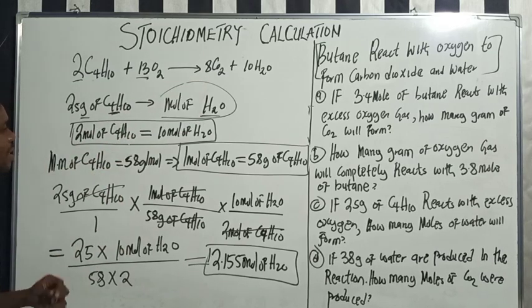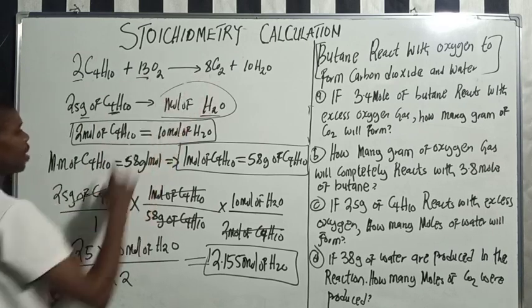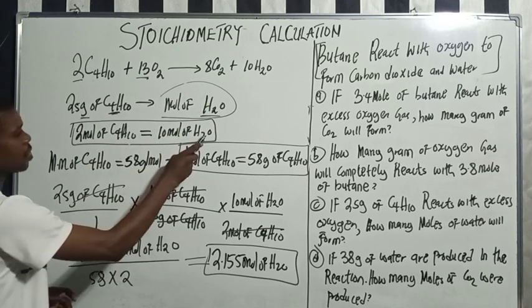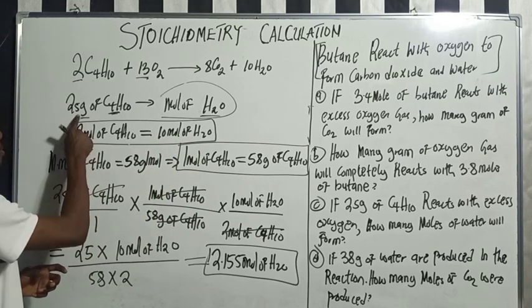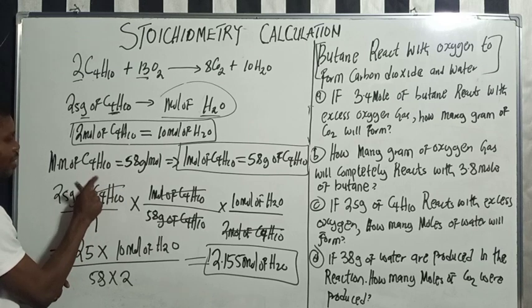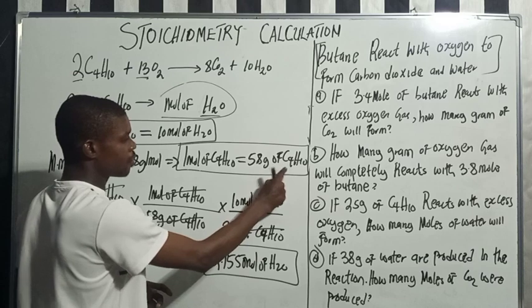So that's why we only need these two relationships here. This one is coming from the balanced equation, between C4H10 and H2. Then, because I'm starting from grams, I have to look for the molar mass of C4H10, which relates 1 mole of C4H10 to 58 grams of C4H10.